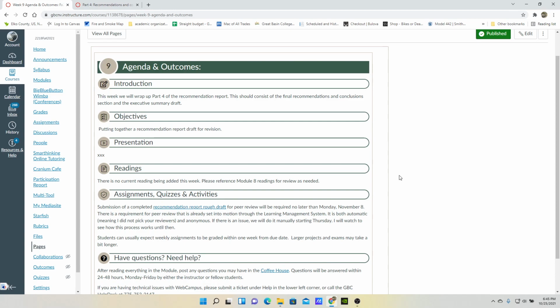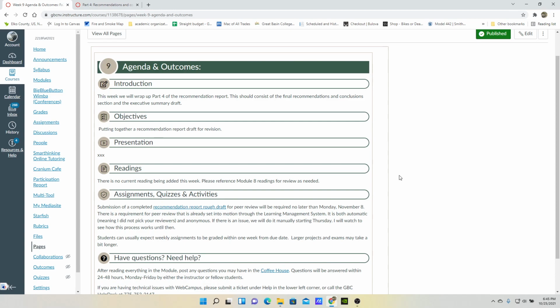I'm going to be honest, I've never used the peer review process through the learning management system. I've set it up. It should work. If it does not, by Wednesday or Thursday, if I don't start seeing those things happening, that will tell me something's wrong. I will go in and manually set that. But for now, we're going to let the automated system do what it does and see how that works, right?